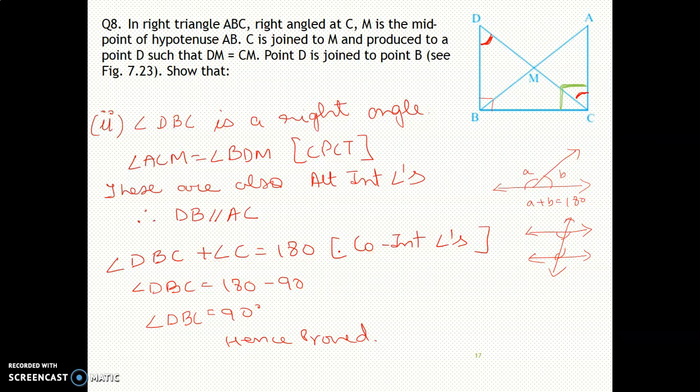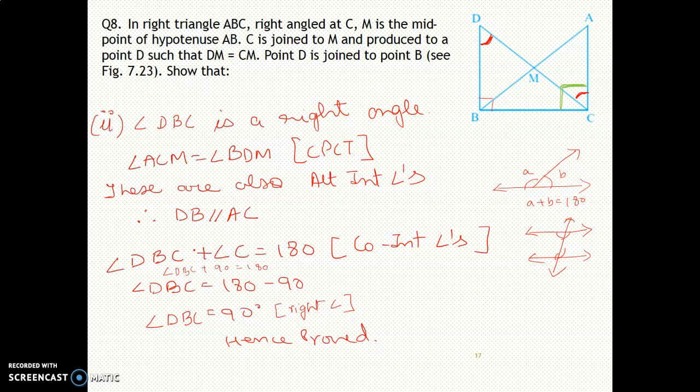Angle C is how much? It is 90 degrees. It is given, right angle at C, so that is why I did this green notation. It is already given in the question that angle C is 90 degrees. So angle DBC plus 90 is equal to 180 degrees. When 90 is transposed to the right side, it becomes minus, so 180 minus 90. Angle DBC is equal to 90 degrees. Hence proved. A right angle is always 90 degrees.